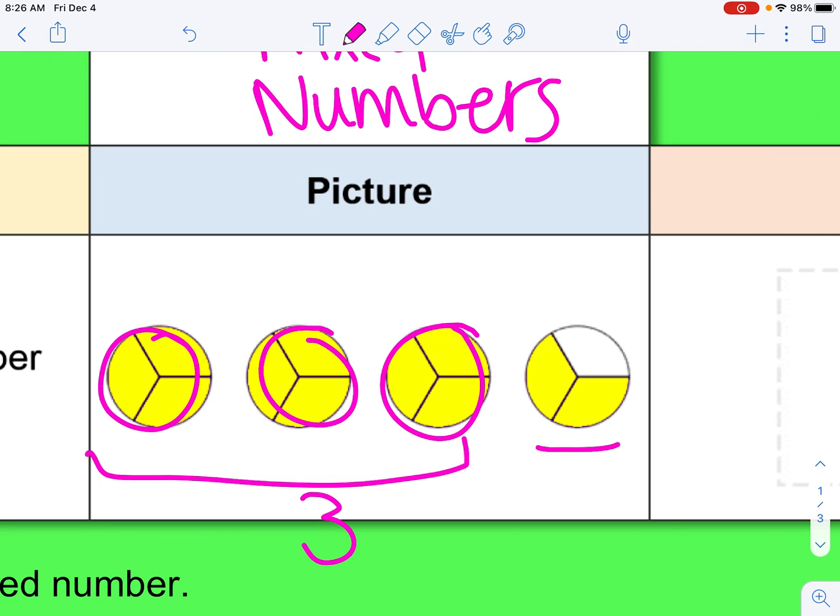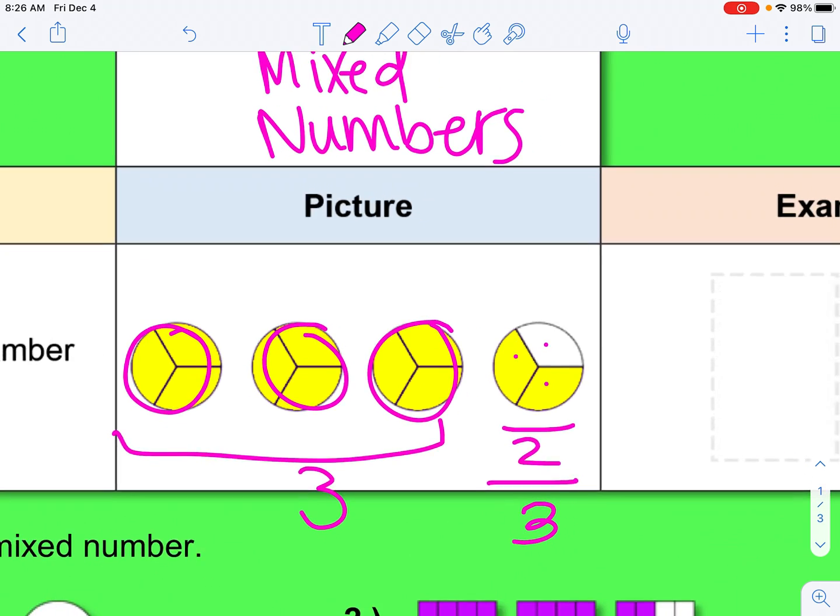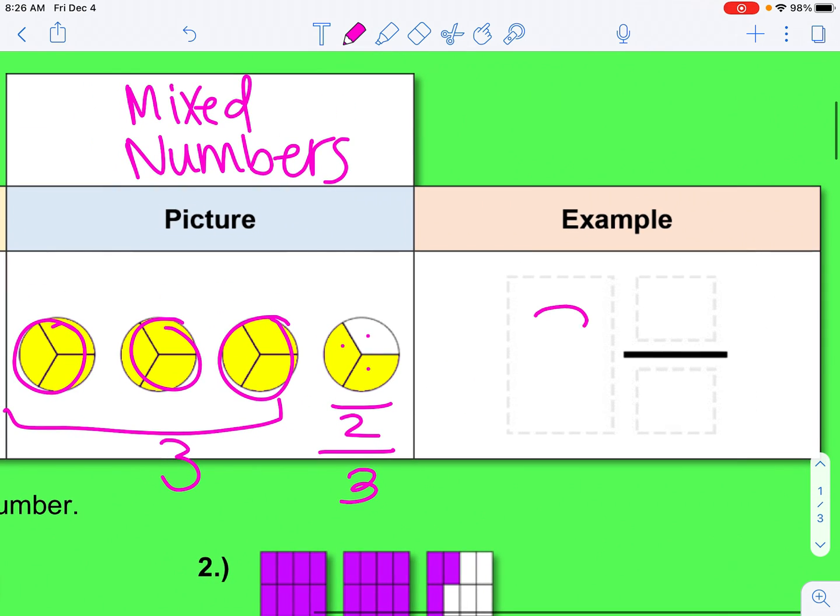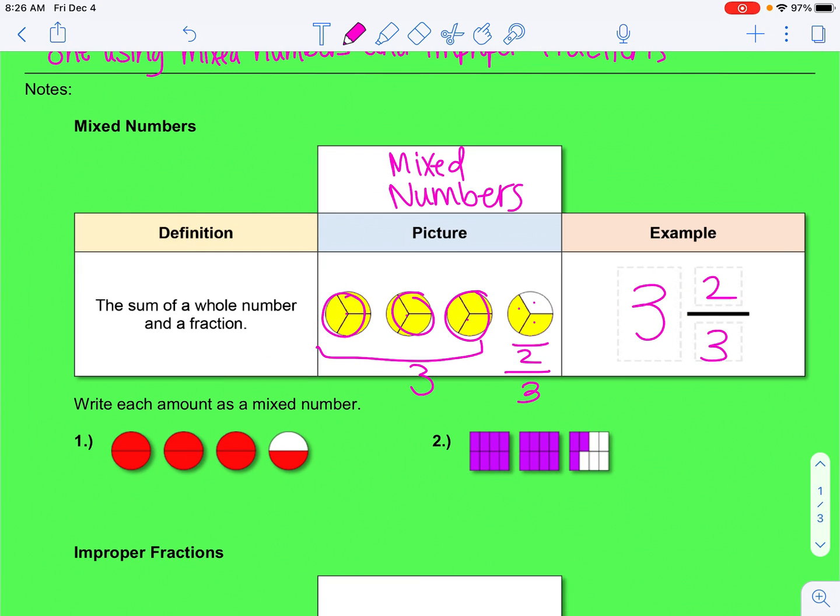Okay, now let's look at this fraction. It's not all the way colored in. What is that fraction that we have? Yeah, we have 2 and then 3 total pieces. So we would write this as 3 whole ones, 3 filled in all the way, and then 2/3 of a fraction. Okay, so that is what a mixed number is. It's pretty straightforward. I think mixed numbers are pretty easy.